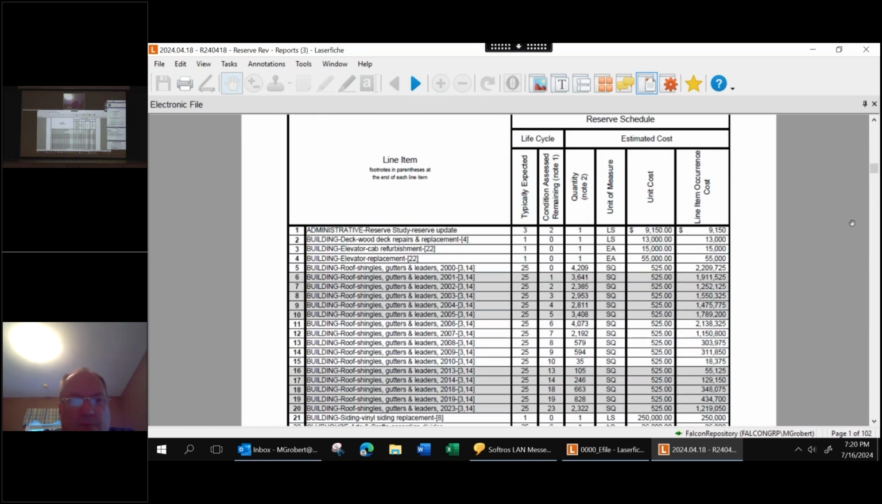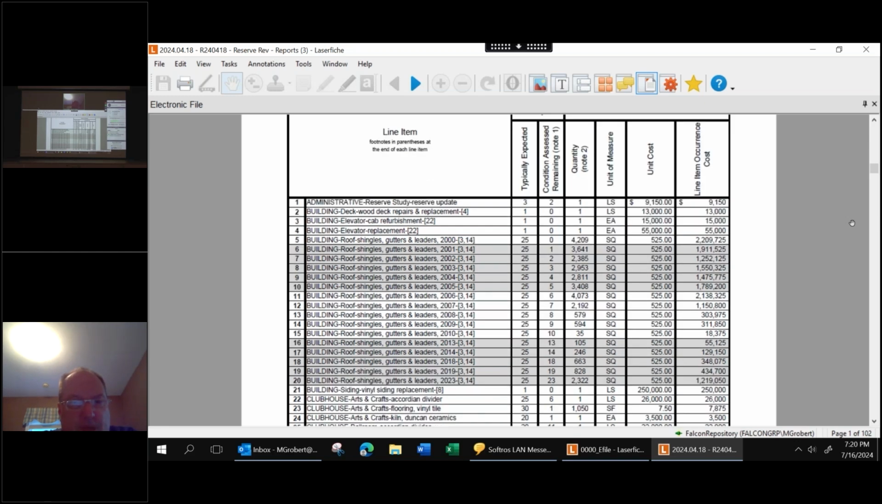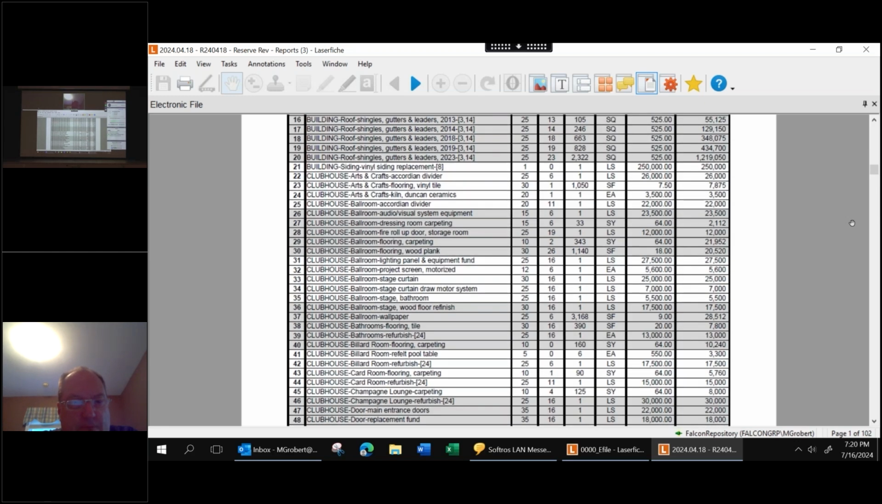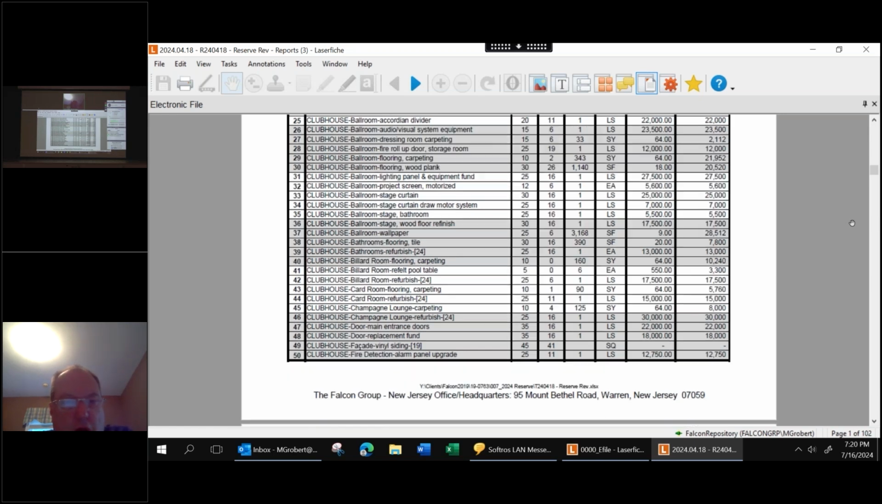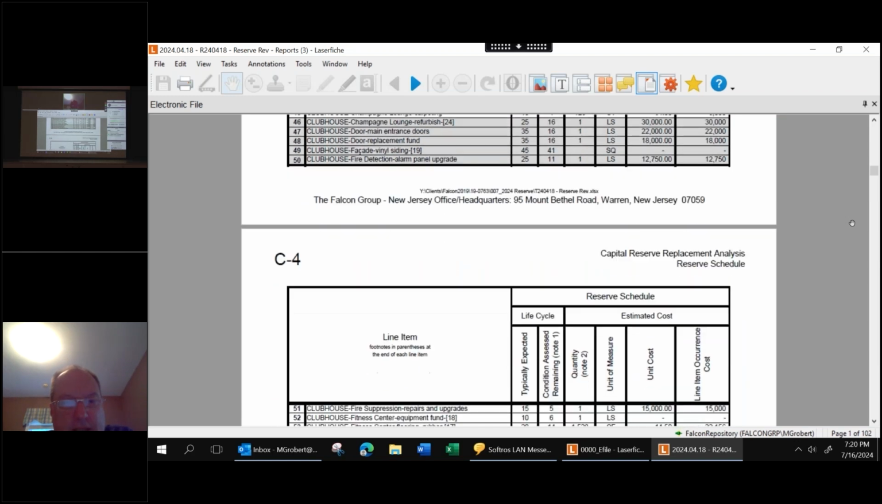What we did when we prepared the reserve study, in this case, is I sent one of my senior project managers down to the community to go through the community, the clubhouse, the whole community. We measured roads, we measured roofs, we measured all the interior of the clubhouse, flooring in terms of square footage, counted things and got quantities.